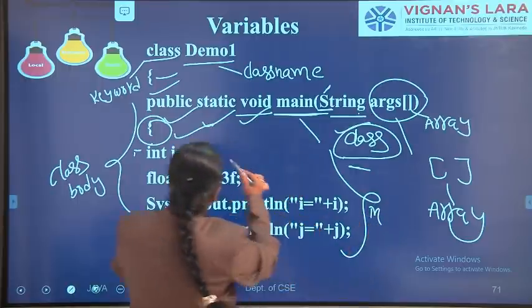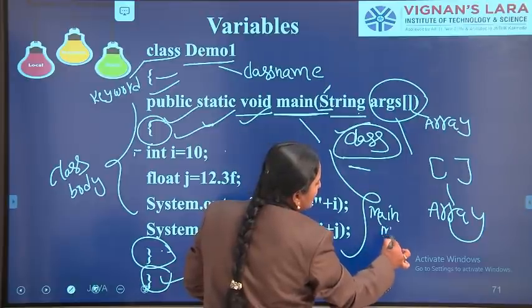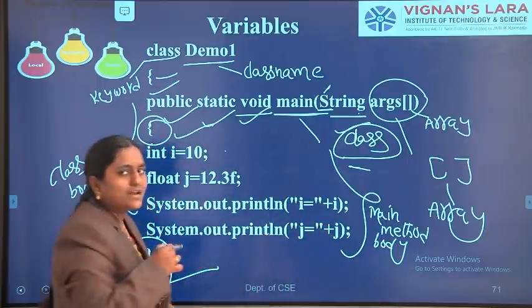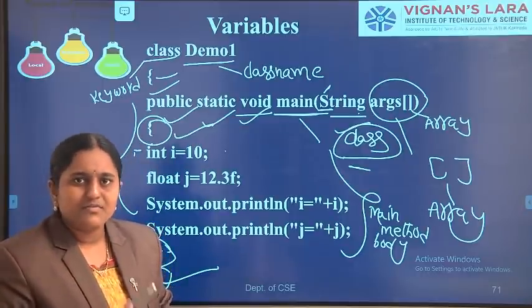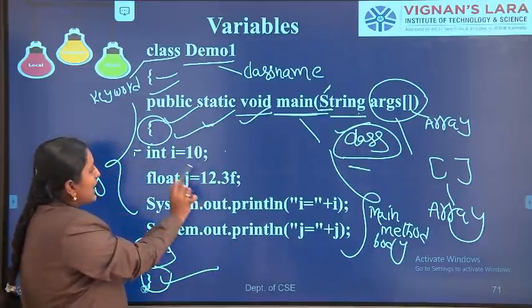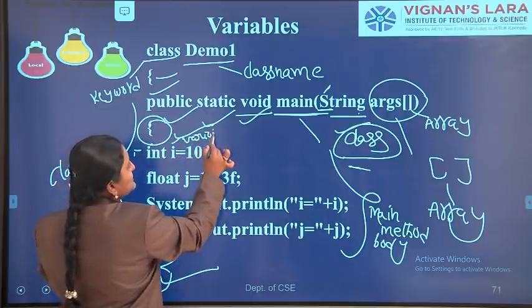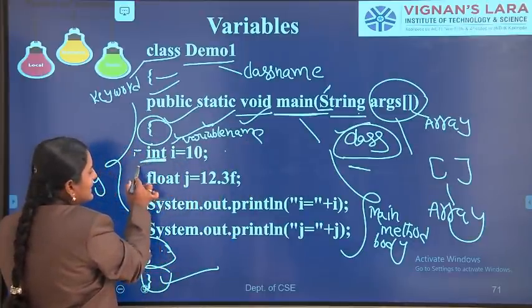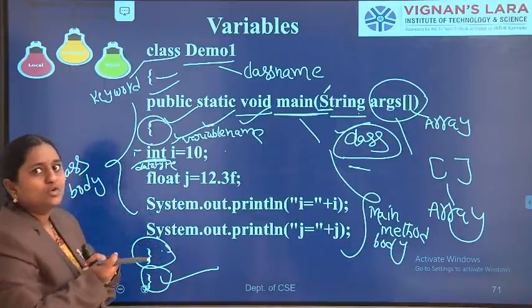These four statements are the main method body. What do we define here? Variables, methods, constructors. Everything we define in the main method body. So in this one we define a variable: int i equal to 10. Here i is the variable name. What type of data does i hold? Int. Here int is the data type. I already explained this.